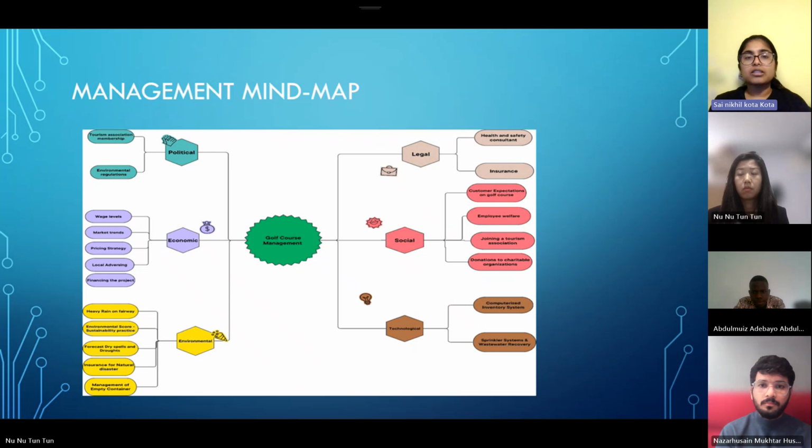We have these social factors, which are customer expectations on the golf course, employee welfare, joining the tourism association, and donations to charitable organizations. We thought cooperating with the tourism groups would enable the company to attract more consumers and increase the visibility of the golf course. Contributing to local charities also saw enhanced community participation, together with creating business social involvement that shapes the public perception of the golf course.